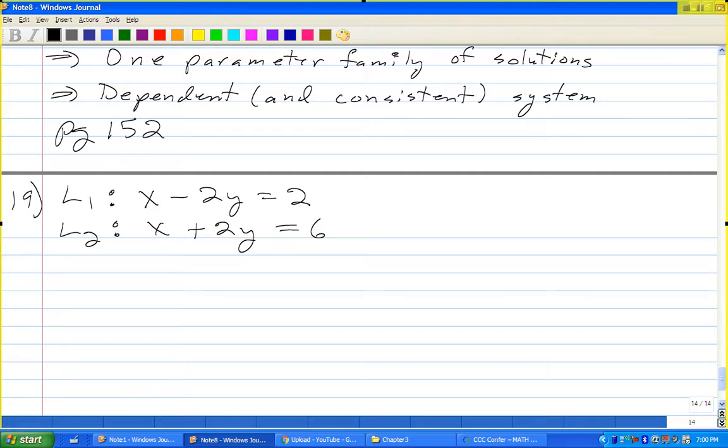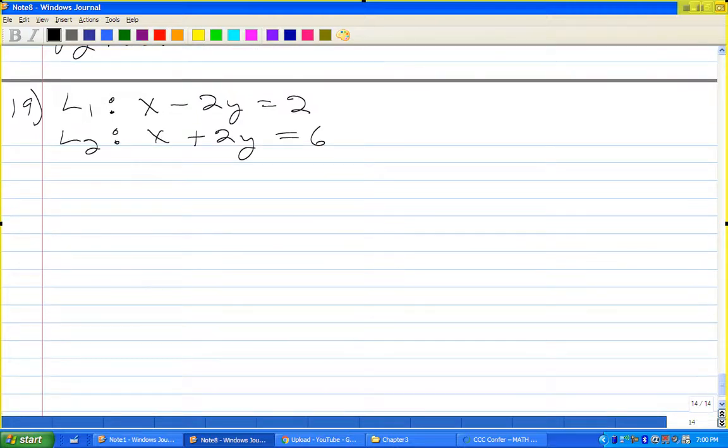Okay, so let's do that. So first I want to draw what L1 is. So let's determine the slope of L1.